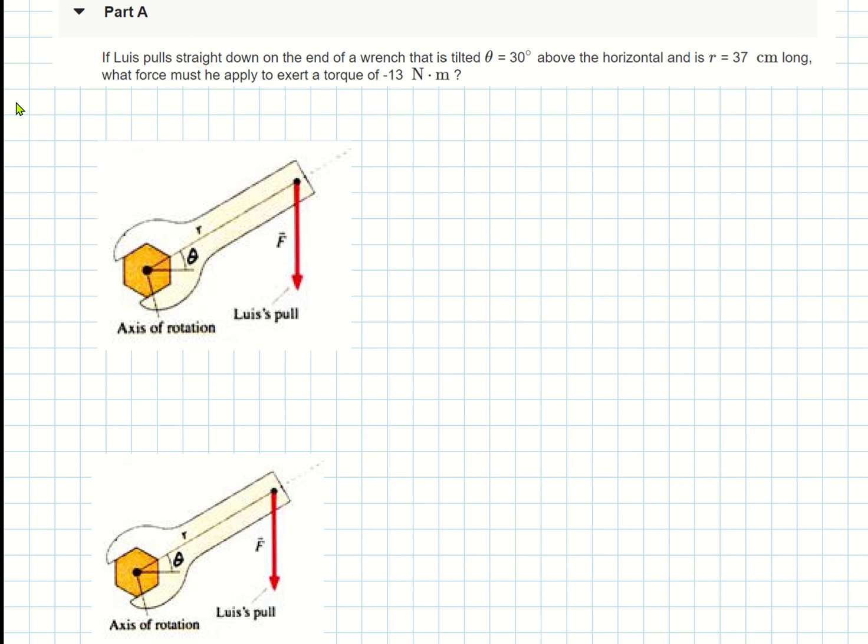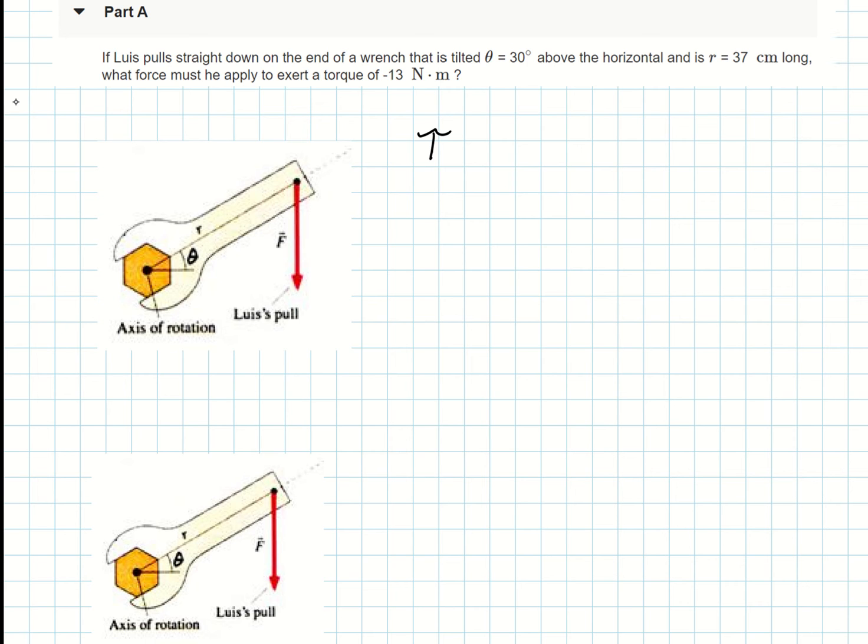Today we're going to go over a torque problem in two different ways and get the same result. What are the two different ways? Well, there's two different ways to think about torque, and they're equivalent, really.